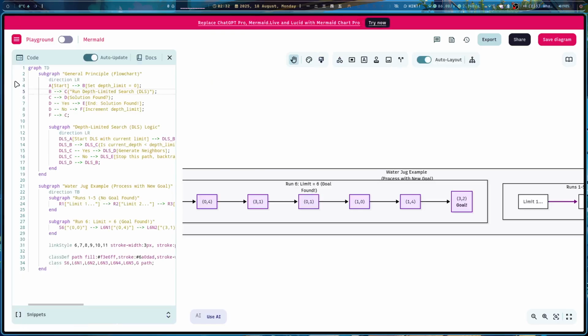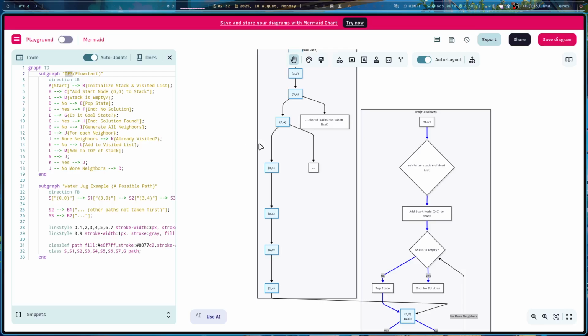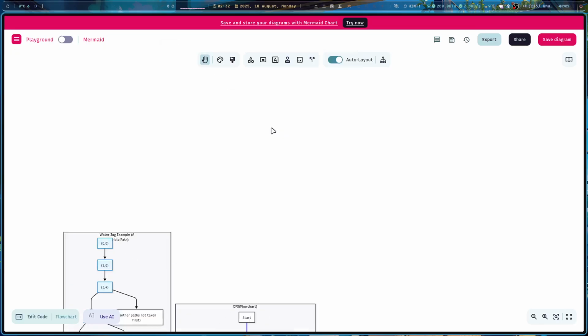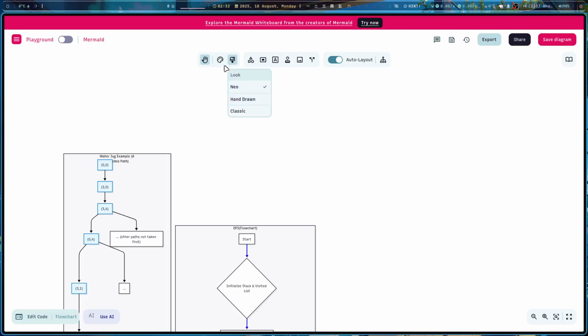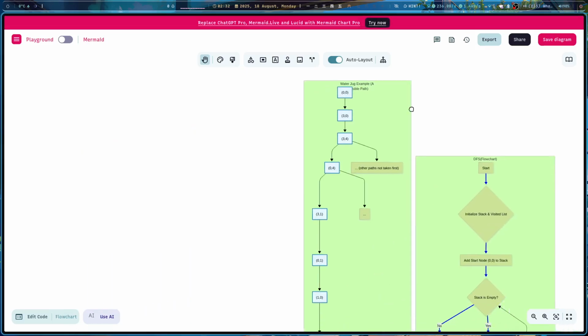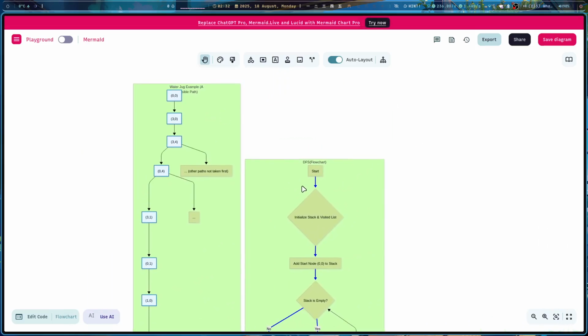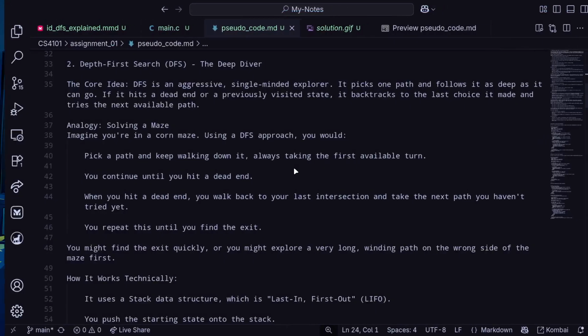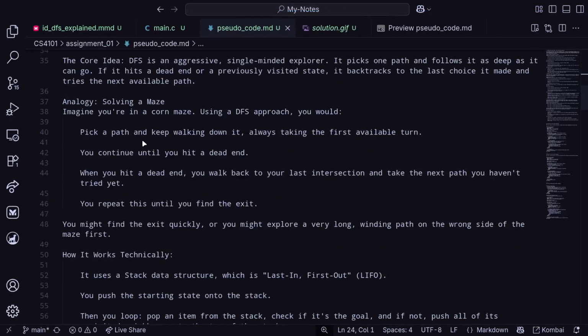Let me see if I have it here. Yes, this is the depth first search algorithm. Let me just change the theme to this forest. It looks a little bit more pleasing to the eye. So let's quickly kick things off.